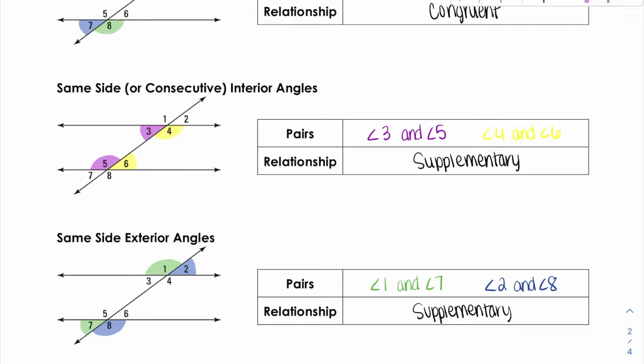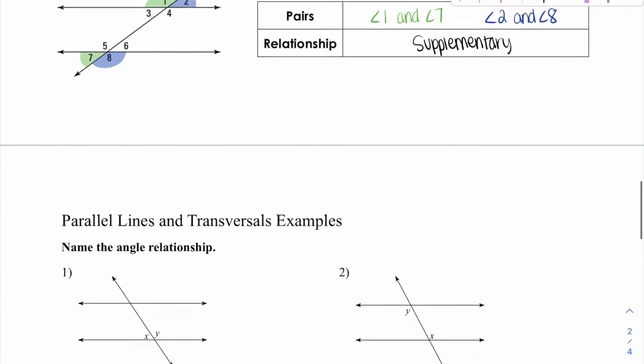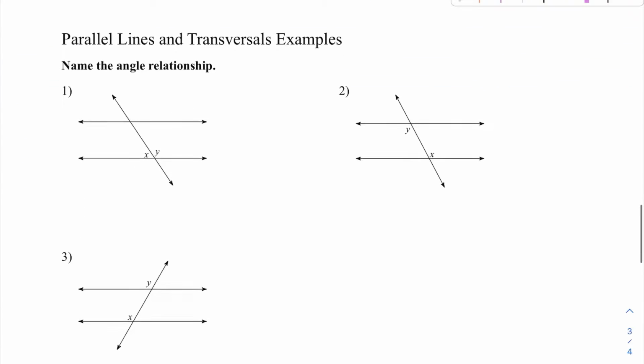Keep in mind that in another picture, your 1 through 8 numbers could be in different spots, so you have to make sure you look at the actual relationship and description of these types of angles. The numbers on the angles are just for reference for these examples. Let's look at some examples that you will have to do with parallel lines and transversals.